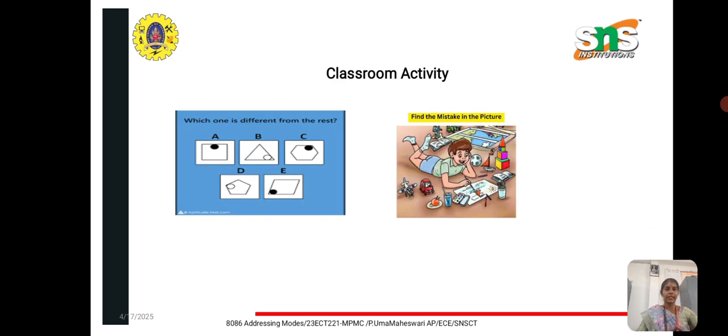The classroom activity. Here you can go for this classroom activity: which one is different from the rest, and find the mistake in this picture.